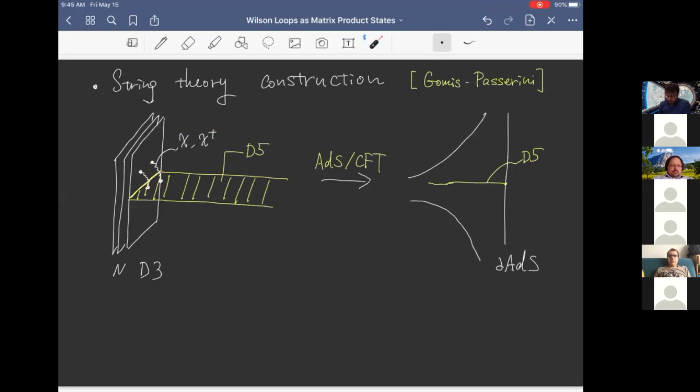And if you use the AdS/CFT correspondence, then it amounts to replacing the N D3 branes by AdS geometry. Then it really becomes a probe D5 brane inside AdS spacetime. Sorry, is it that the open string has 4 Neumann-Dirichlet boundary conditions?